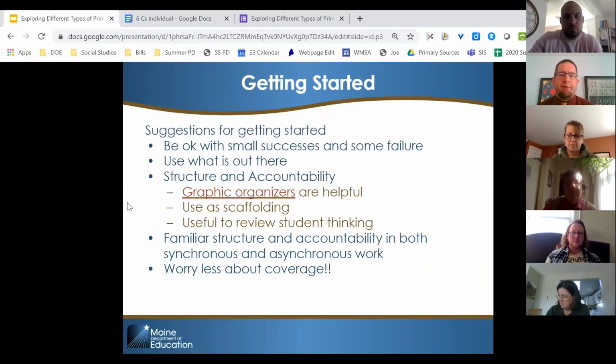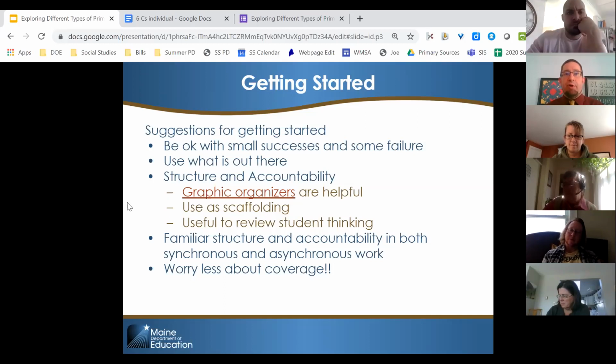Use the same scaffolding that you do for any other type of activity. Don't break out something new. If you're used to doing small group work with kids and certain protocols, do those same things. Let them work in an environment that they are familiar with. And I put in the note there, whether this is synchronous or asynchronous work, give them the work that they are familiar with.